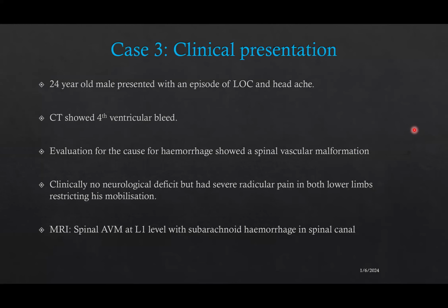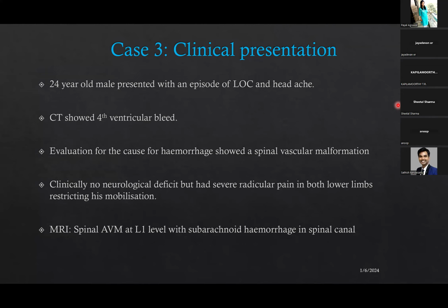Third case, it's a 24-year-old male who presented with episodes of LOC and headache. CT showed a fourth ventricular bleed. So the evaluation was done to look for a cause for the bleed. The imaging of the brain did not pick up any intracranial cause for the bleed. So the spinal imaging was done, which showed a spinal vascular malformation. Clinically, he didn't have any neurological deficit, but had severe radicular pain in both lower limbs.